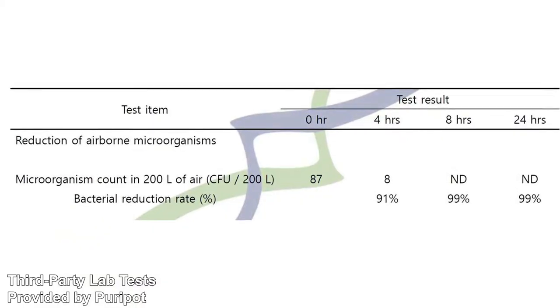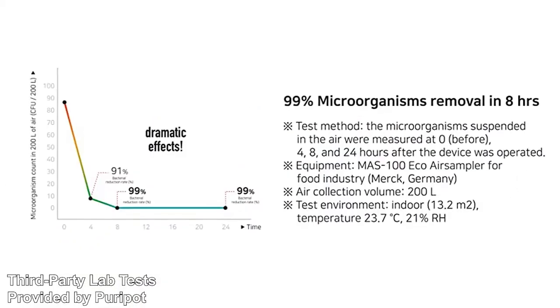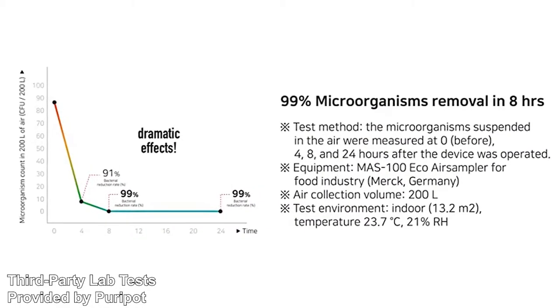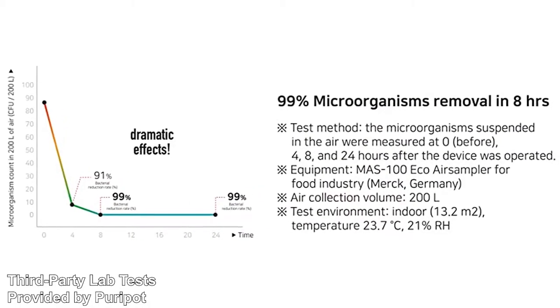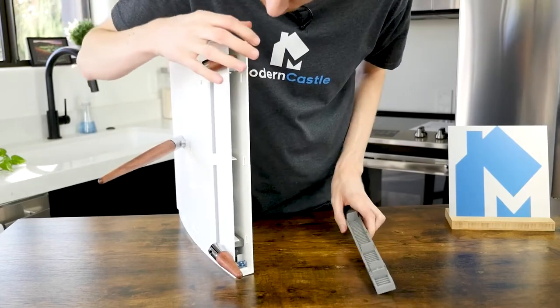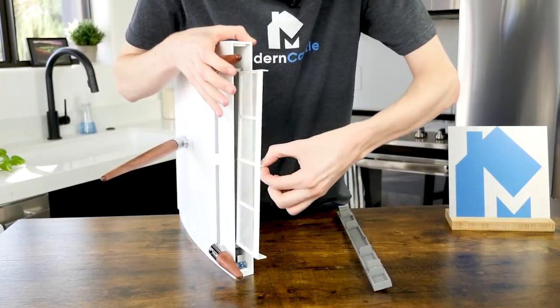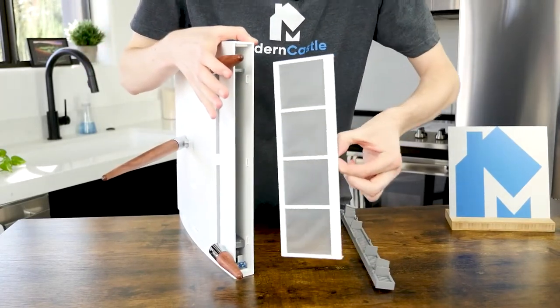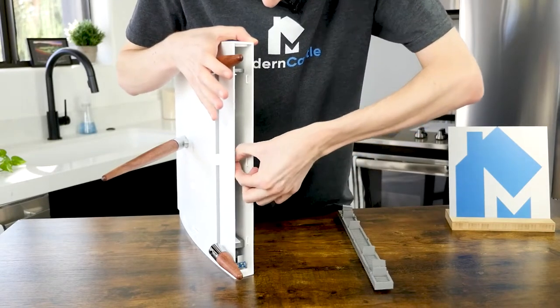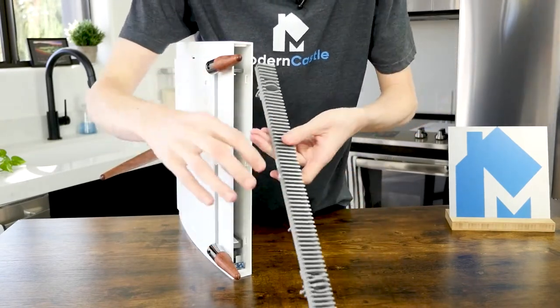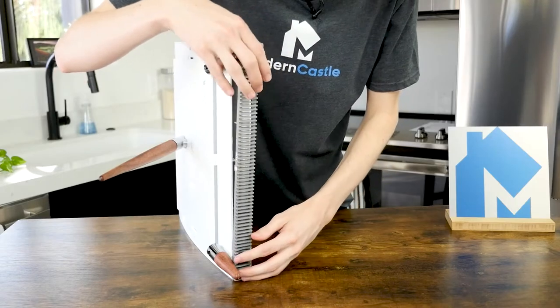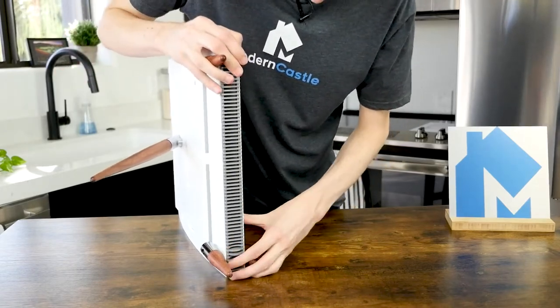After our 1 hour test and subsequent longer tests, it was abundantly clear that the odors in the room were dramatically improved. Most air purifiers require a large activated carbon or charcoal filter to remove odors. Puripot is able to remove and reduce odors via its PCO light filtration technology, which does not require replacement filters.